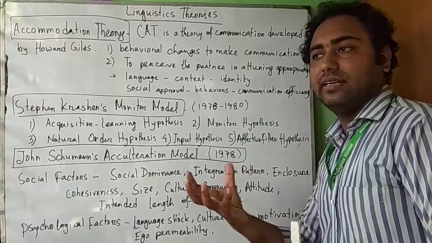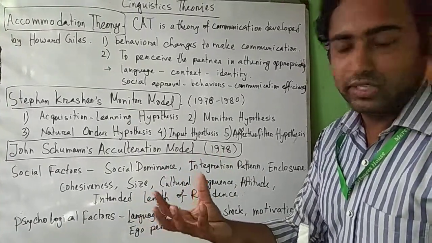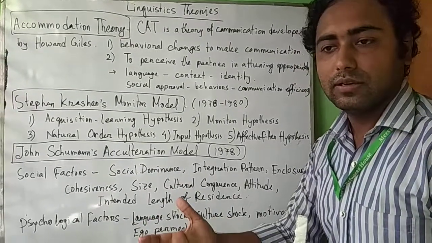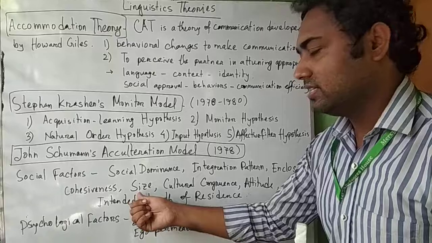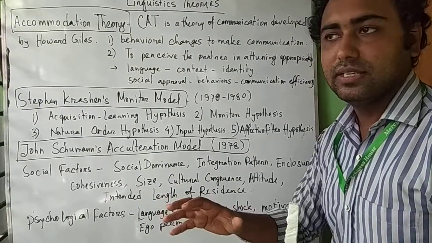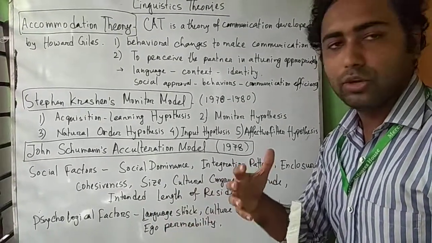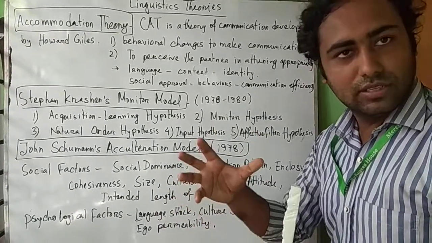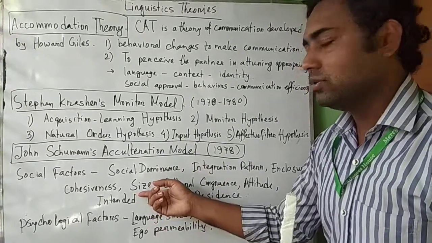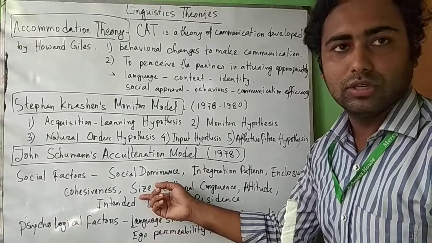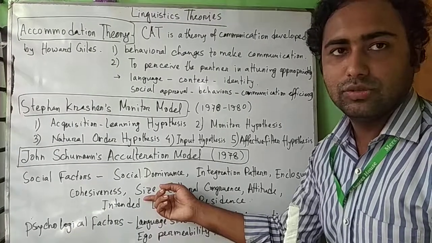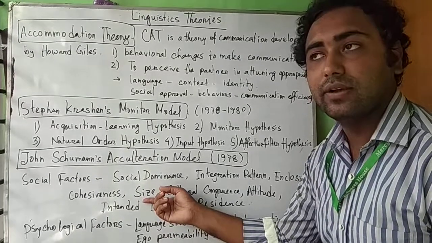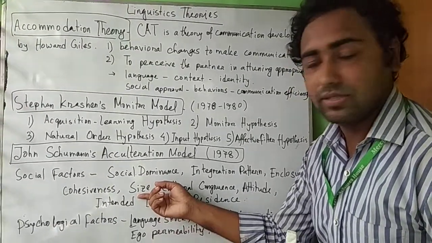Enclosure. How does he get connected to the target community? Cohesiveness. How does he relate? Is it a close relationship or not? Size. Suppose the host community size is big, then the learner will not learn. If the host community size is small, then he will learn. Suppose, for example, Bangladeshi community in London. So a Bangladeshi learner does not need to use the language. As a result, he does not learn. When he needs to use the language, suppose in Ireland, at that time he learns the language effectively.